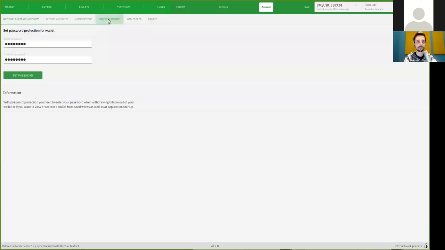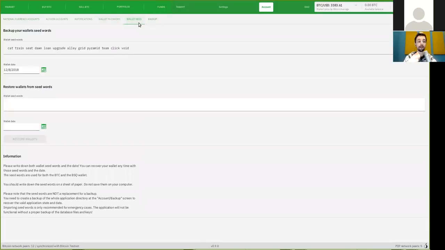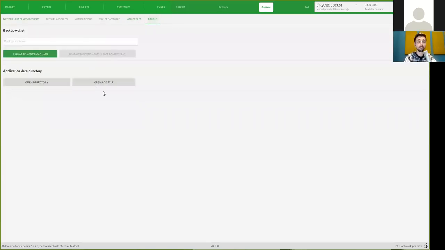Also, as always, make sure that you have a secure wallet password and that you back up your mnemonic seed. That is of utmost importance. And as a nice add-on, especially when you reset your hardware device, make sure that you have a sufficient wallet backup. That's it. That's as easy as you can set up an account.